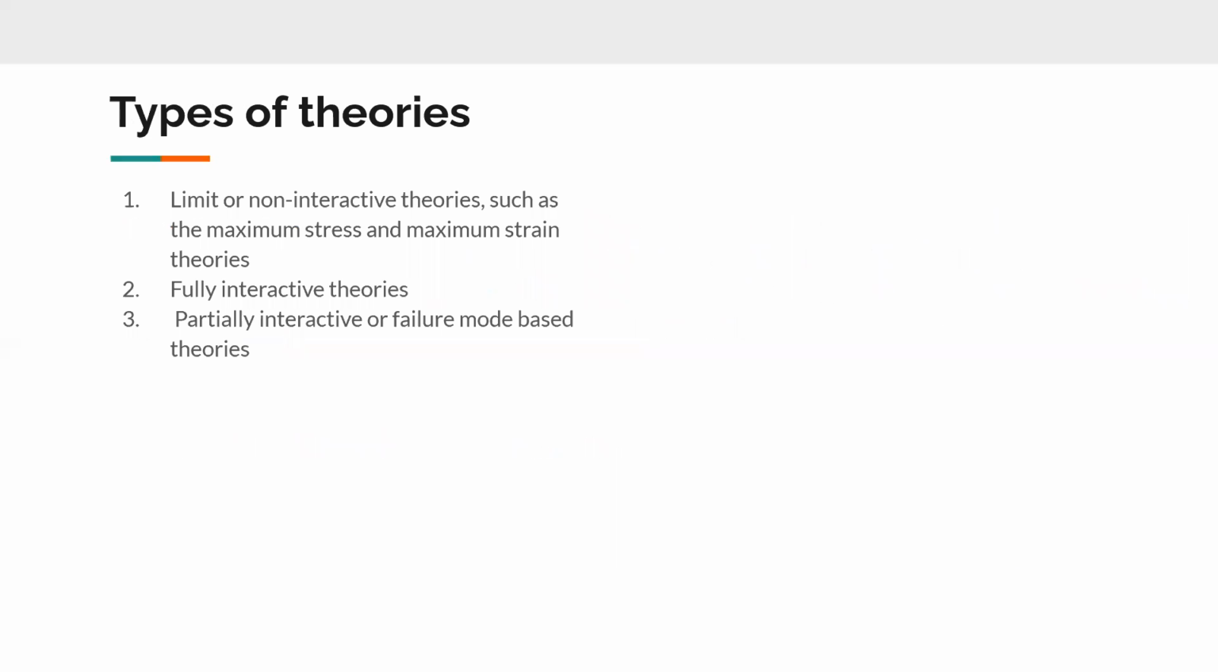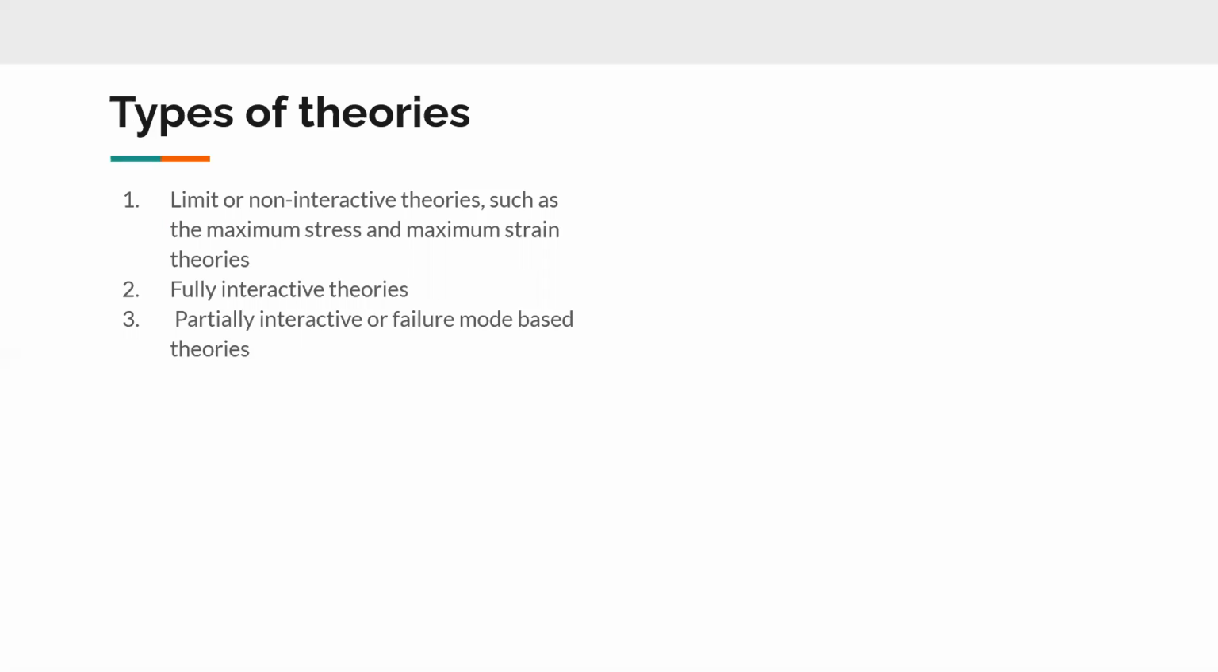So we're going to dive into some different kinds of failure theory, but first we need to know what exists at a high level. First is limit or non-interactive failure theories, which only take into account the effect of one stress or strain component for each failure condition, ignoring interaction between the different stress components. An example of this is maximum stress or maximum strain theories. We won't be discussing these.